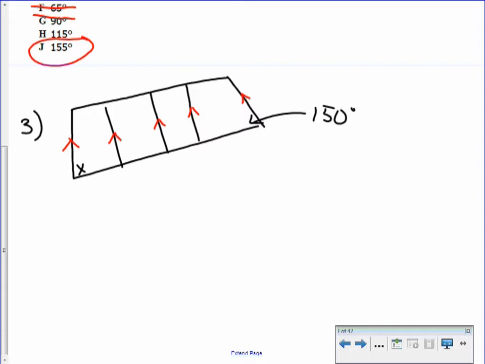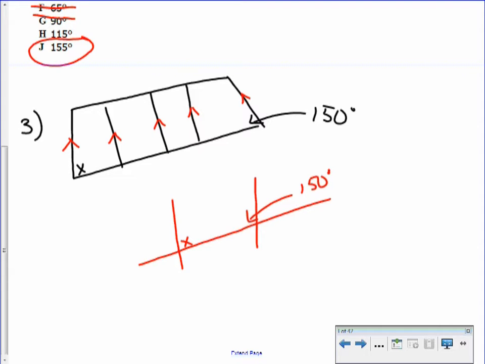And keep in mind, we can ignore all these guys in the middle. So what is the relationship between an angle on the inside here and the angle on the inside here? What do we call that? We basically have this going on, 150 and x.